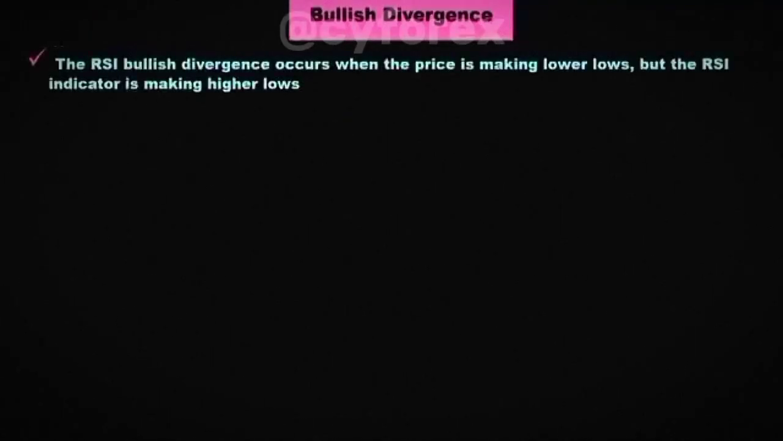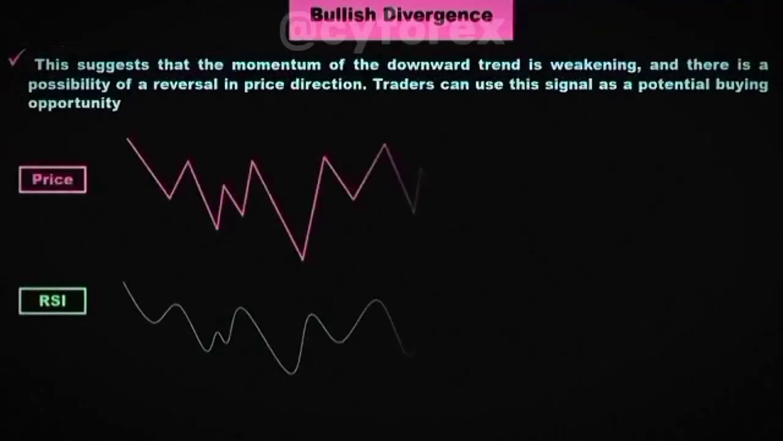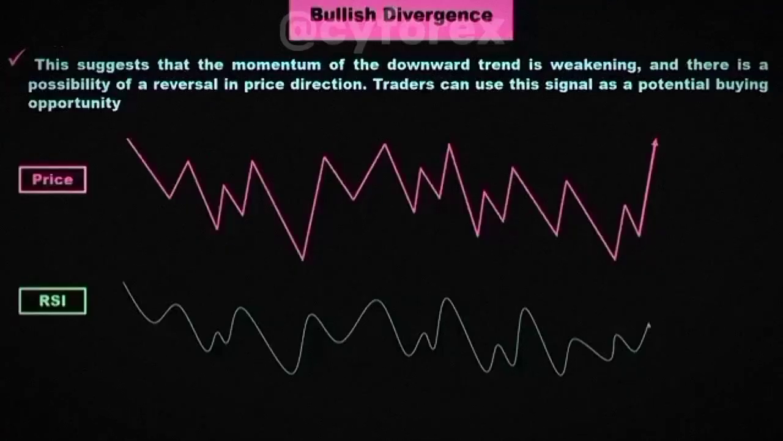On the other hand, the RSI bullish divergence occurs when the price is making lower lows, but the RSI indicator is making higher lows. This suggests that the momentum of the downward trend is weakening and there is a possibility of a reversal in price direction. Traders can use this signal as a potential buying opportunity.